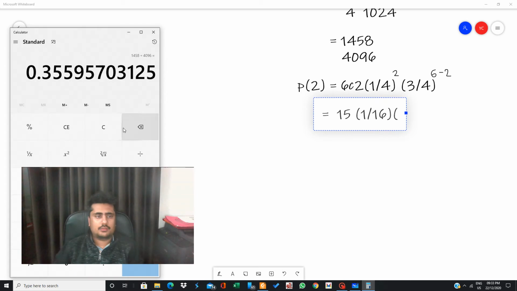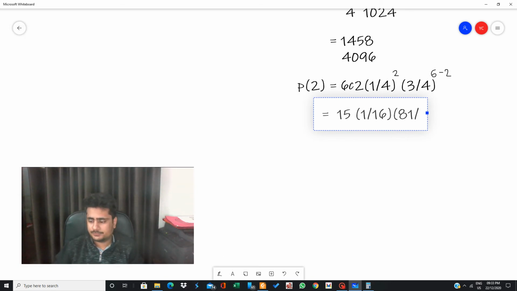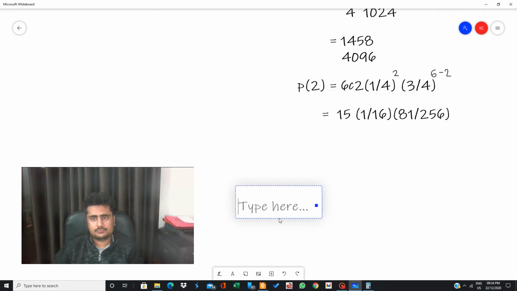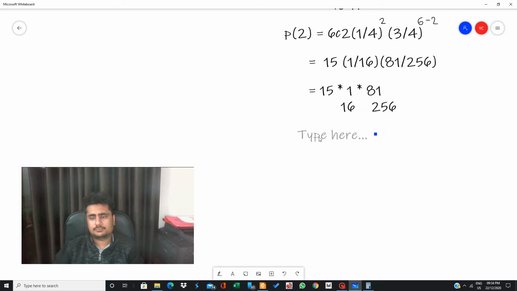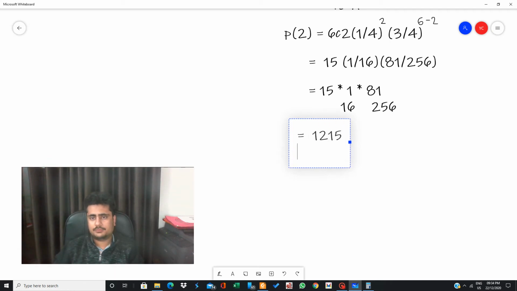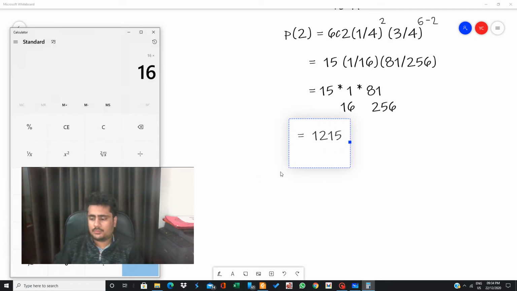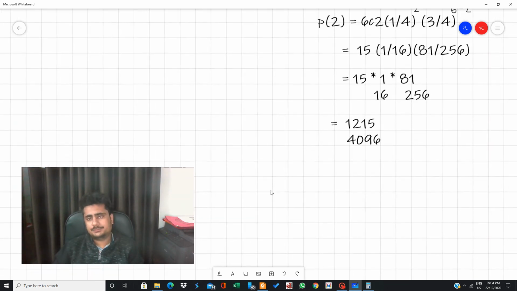This is 15 into 1/16. Now 3 raised to 4: 3, 3, 3, 3, that is 81, divided by 4 raised to 4, 256. 15 into 81 is 1215, and 16 into 256 is 4096 again. Now last one, P of 3.